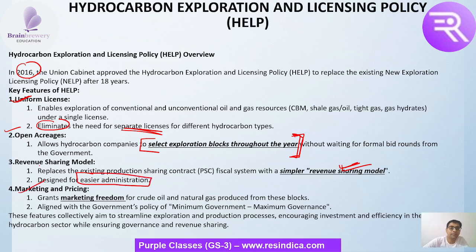Okay, then marketing and pricing. The government has even eased down the whole marketing policy of this hydrocarbon market. Okay, so there is marketing freedom for crude oil and natural gas from these blocks. The government said that it will not interfere in any of these matters. The government focuses on minimum government and maximum governance. So this HELP policy will be streamlining, and there will be very minimal government interference. Okay, here you can explore the gas block, you can apply for the license throughout the year. Simple revenue sharing model will be there.